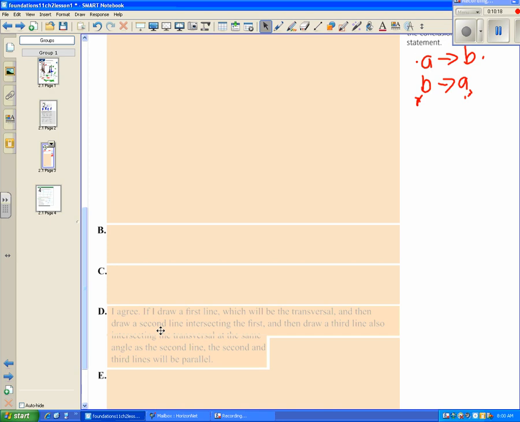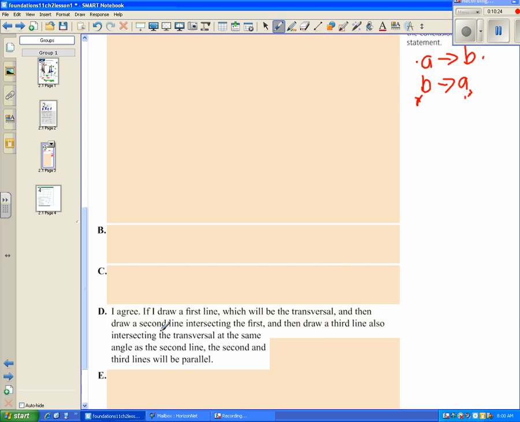I agree. If I draw the first line, which will be the transversal, and then draw a second line intersecting the first. So transversal, first line. Then draw a third line, also intersecting the transversal at the same angle. So let's do this angle here. If I draw that same angle, the second and third line are going to be parallel. There's no other way to do it. They would have to be parallel.